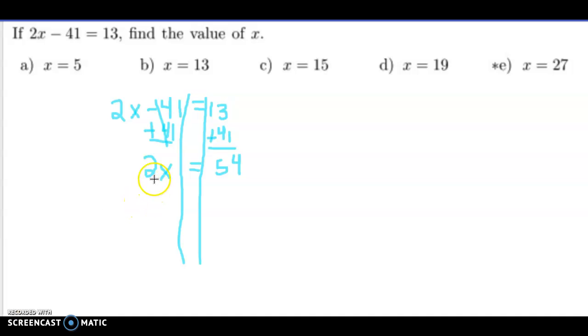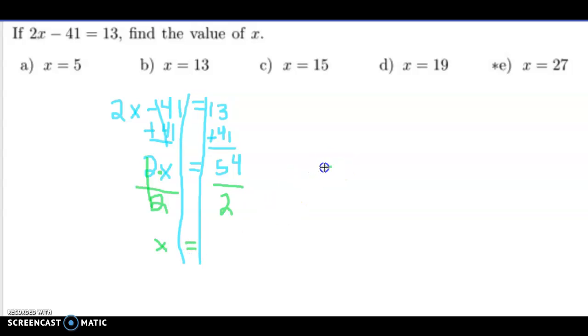Now I know the 2 and the x are attached by multiplication. I have to get rid of the 2, so I have to undo multiplication with division. Anything I do to one side, I do to the other. I always divide by what's attached to the x, because 2 divided by 2 is a fancy form of 1, which is what I want, 1x on that side.